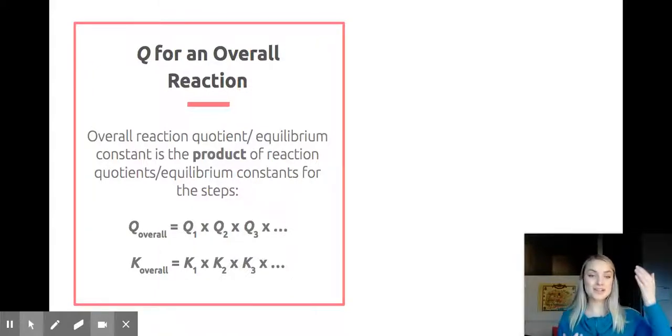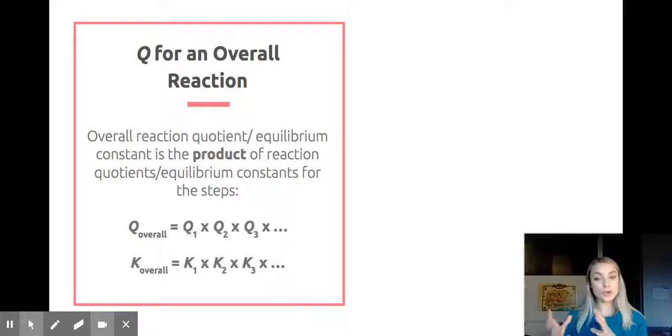So again, we need to think back to our chemical kinetics. We're still making those connections. But the Q for an overall reaction, so the reaction quotient, or in this case, the equilibrium constant, is the product of the reaction quotients or equilibrium constants for each of the steps. So Q overall is equal to the product of the reaction quotient for each of the steps in a multi-step reaction. Likewise, the equilibrium constant overall for the whole reaction is equal to the product of the equilibrium constant for each of the steps in that particular reaction.